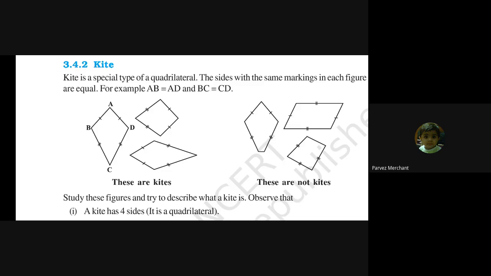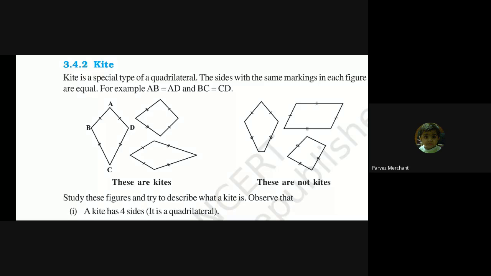If you don't know, please read, because we are doing revision, and whenever our chapter number 3 was going on, I told you to write down all these things. So if you didn't write them, please take them from your friend and write them down, because in the examination I am also asking some theoretical questions. Now kite. What is the meaning of kite?